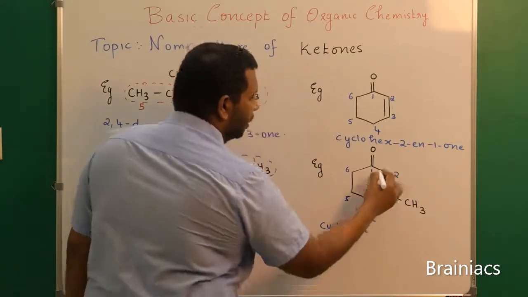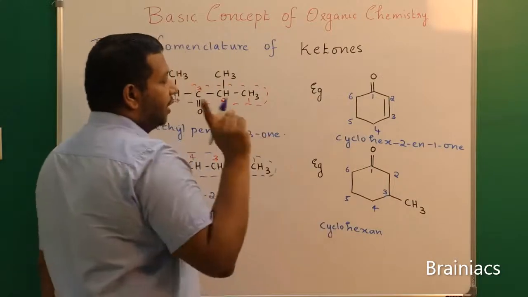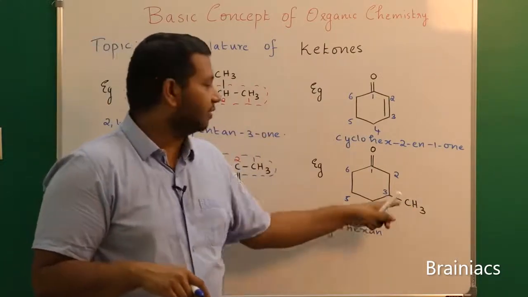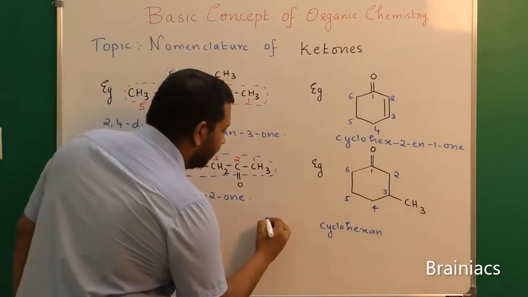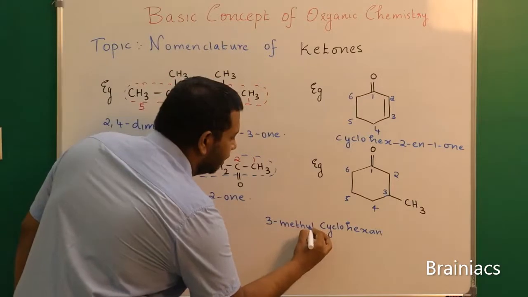Hex, all are linked with a single bond, so I can say hexane, correct. Okay, I forgot one thing. The 2 degree prefix is there because there is a substituent. So I should start with 3-methyl, correct.